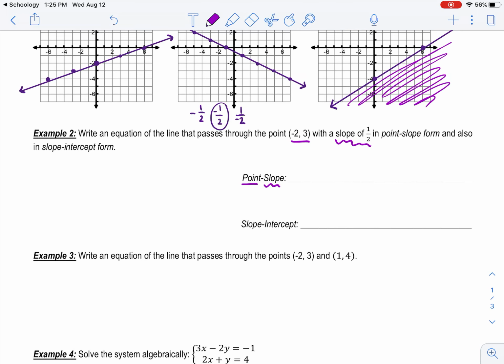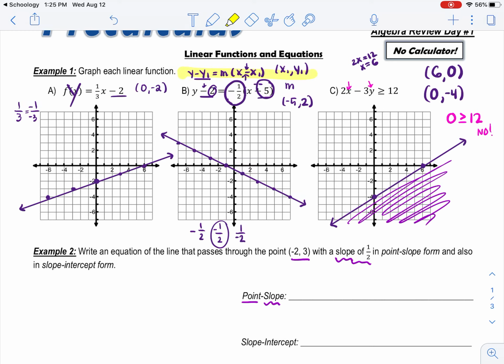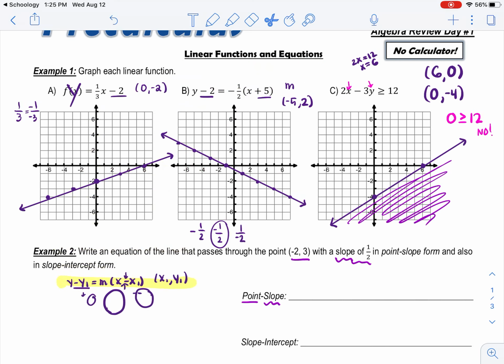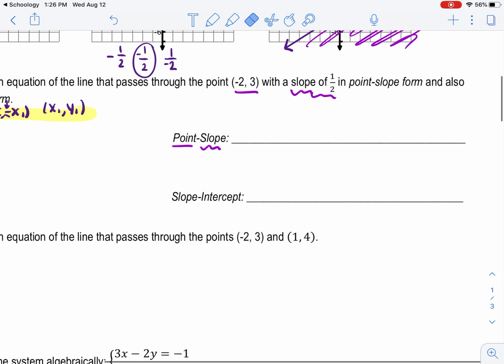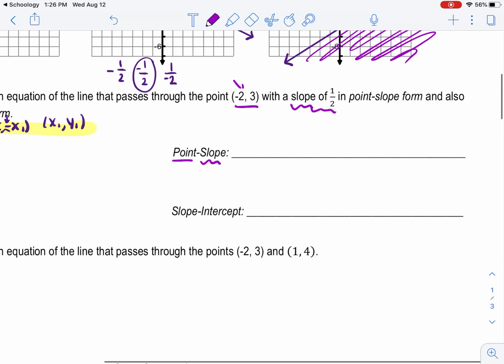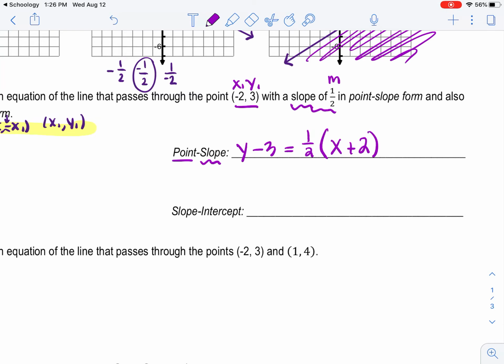There we go. All right, so point slope form, as a reminder, right here. So you can bring this down here just so you can see it. But what you're going to do is this is x1, this is y1, and this is m, your slope. So you're doing y minus y1, which is 3, equals m, which is 1/2, times the quantity of x minus x1, which is a negative 2, minus the negative turns into a positive 2.